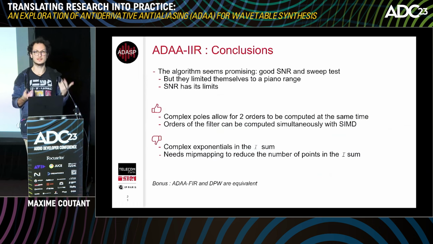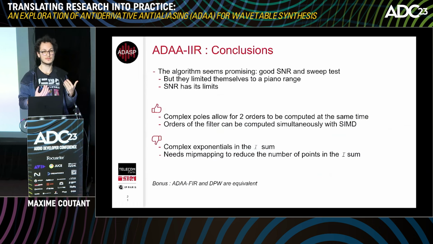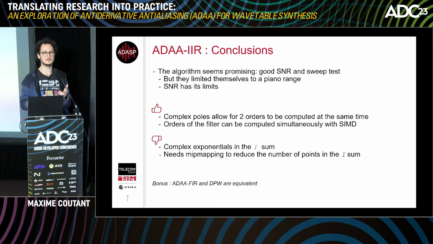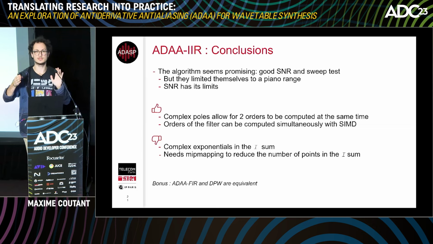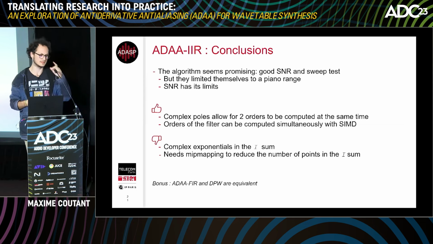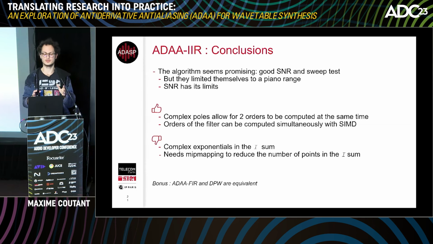Okay, so what can we say so far about the algorithm? First, it seems promising. It has a good SNR test, it has a good sweep test, but a few things to note. In the SNR test, they limited themselves to the frequency of a pioneer range, and also the SNR, because it excludes harmonics, is a metric with limits, and we'll illustrate that later.